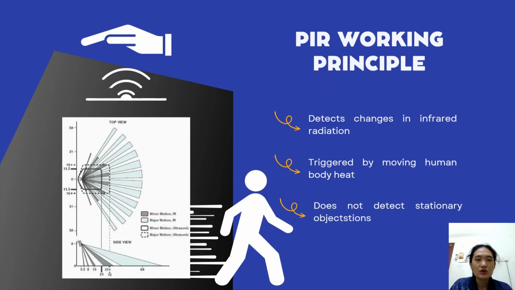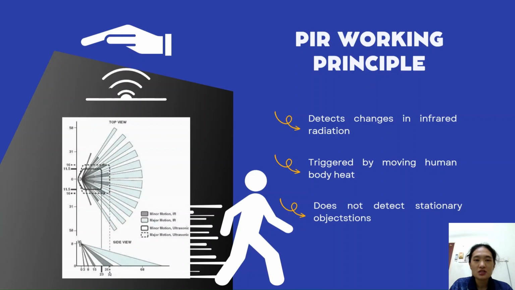The PIR sensor works by detecting changes in infrared radiation within its detection area. When a person moves within the detection range, the sensor detects the change and produces an output signal. However, the PIR sensor cannot detect stationary humans as there is no change in infrared radiation.